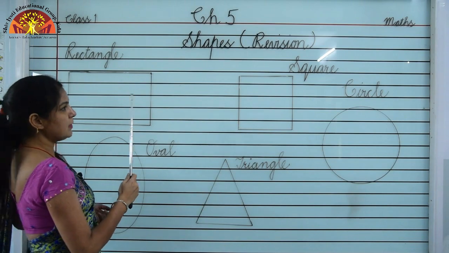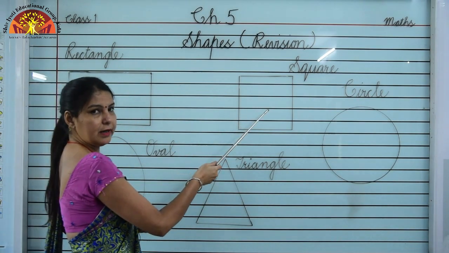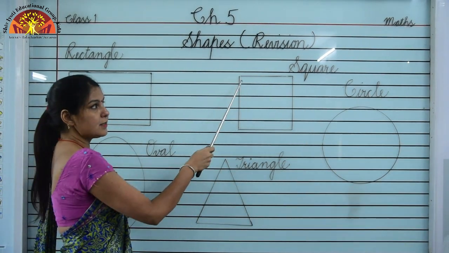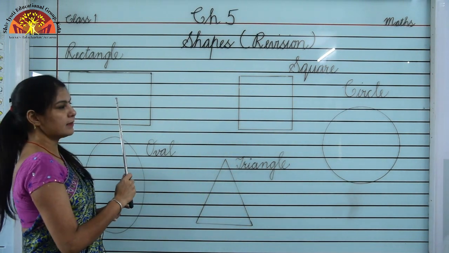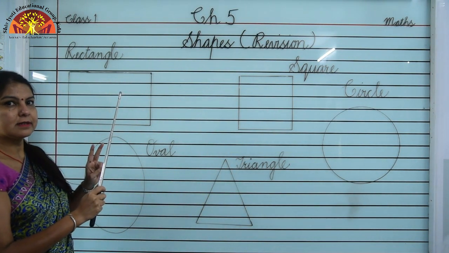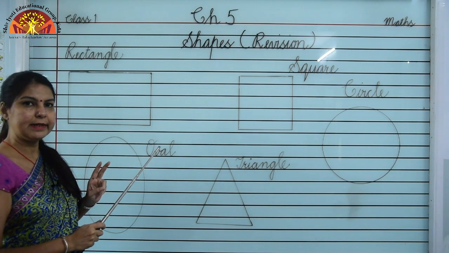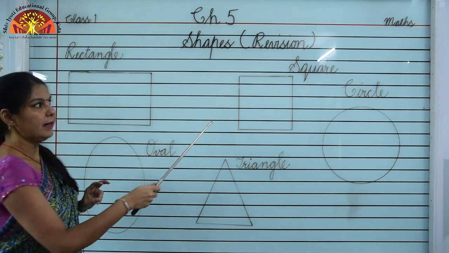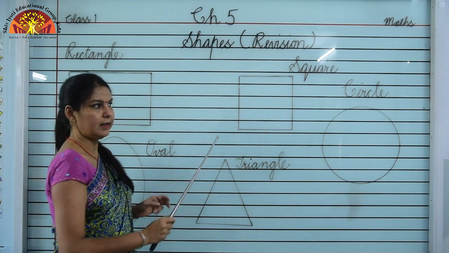But what is the difference between rectangle and square? In a square it has 4 equal sides, and in rectangle only 2 sides. In rectangle 2 sides are long and 2 sides are short, and in a square all sides are equal.